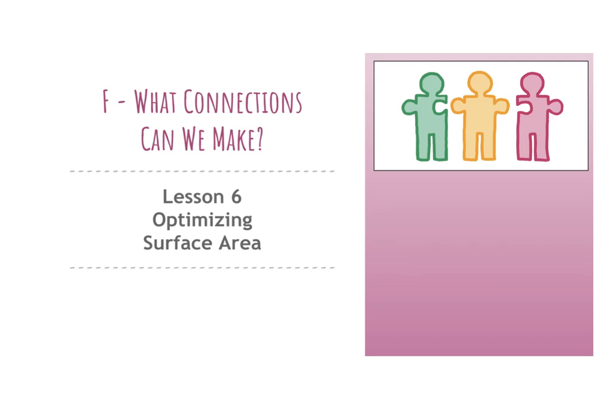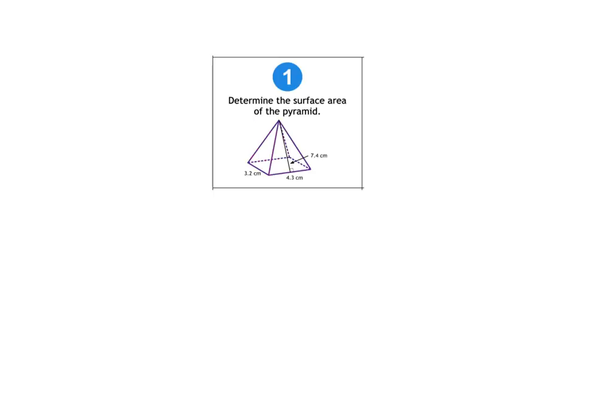Hi everyone, today we're going to do lesson 6 of Unit F, which is optimizing surface area. This first question asks us to determine the surface area of the pyramid. To begin, let's look at the formula for the surface area of a pyramid as found on our formula sheet.